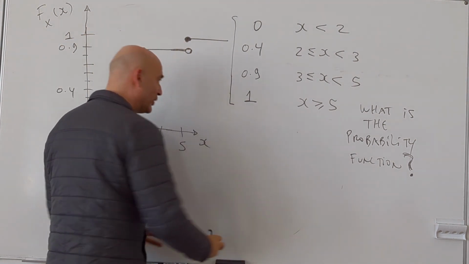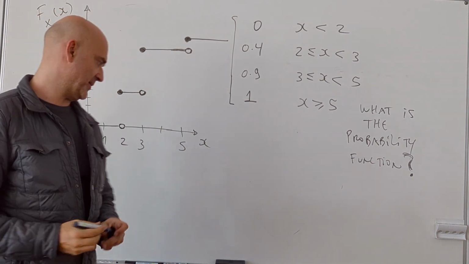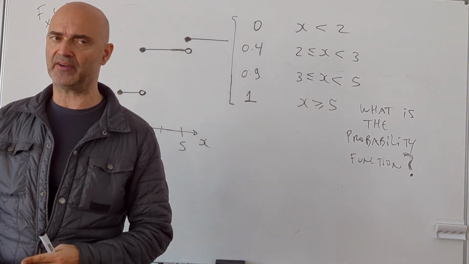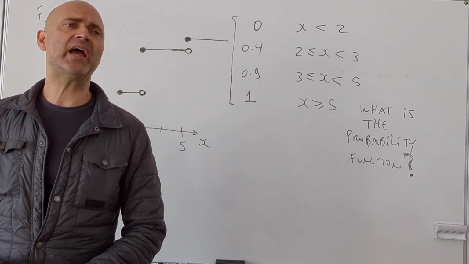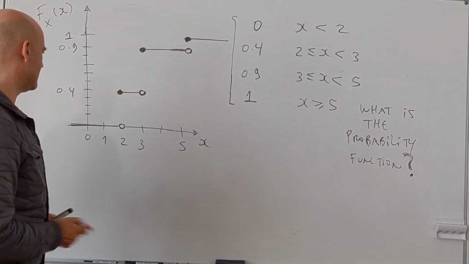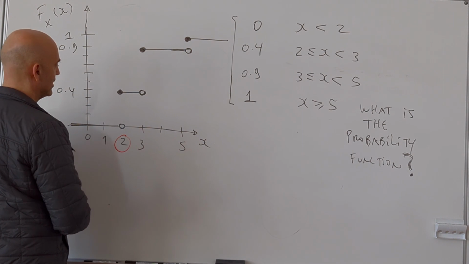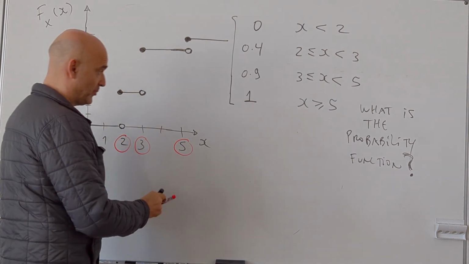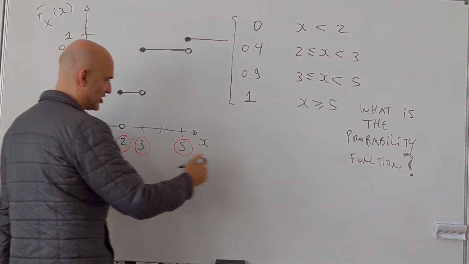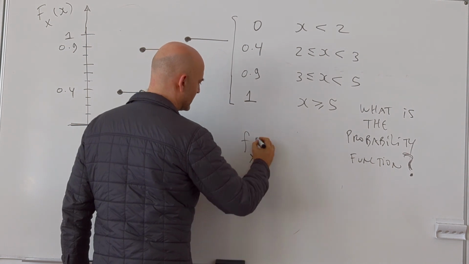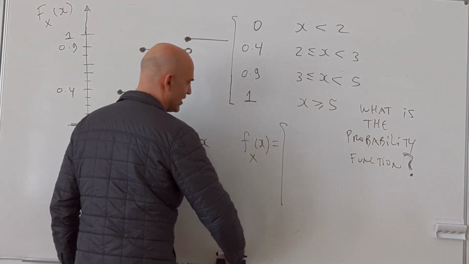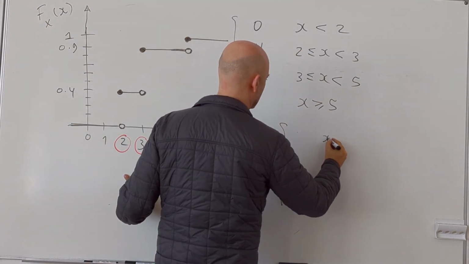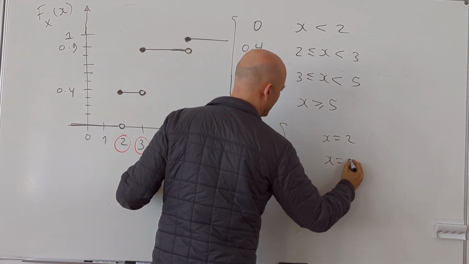Okay? But now, how we get the probability function is easy. The possible values are the values where we have jumps. So, we have a jump in number 2, we have a jump in number 3, and a jump in number 5. So, the possible values are the values where we have jumps. So I can start writing the probability function, because I now know what the possible values are. The possible values are 2, 3, and 5.